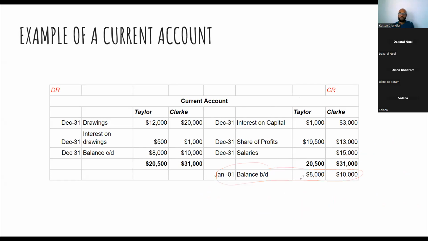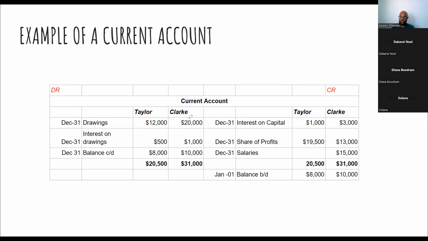Their opening balance for their current account in Jan 2001 is going to be 8,000 for Taylor, 10,000 for Clark. If we total this side here, 12,500. That's total borrowings. On this side, his earnings though is 20,500. So he has a difference of $8,000. But his drawings and interest on drawings is less than what he's earning. That's a good sign, a good indication.